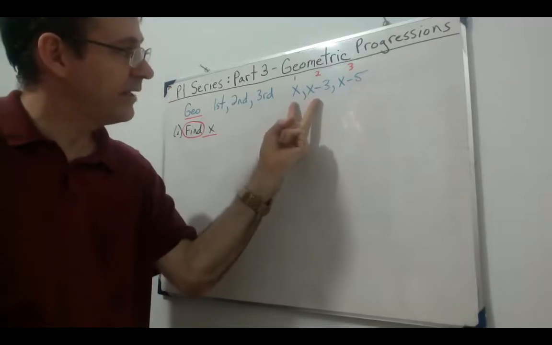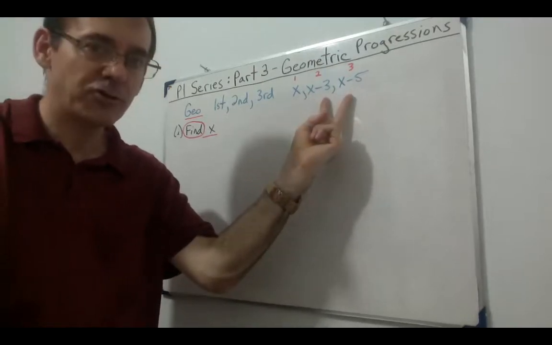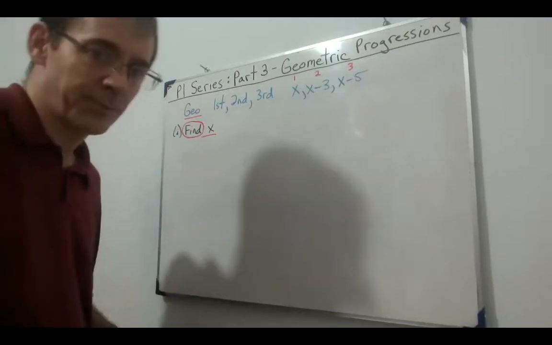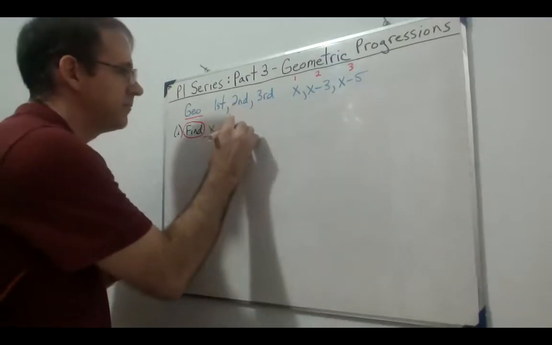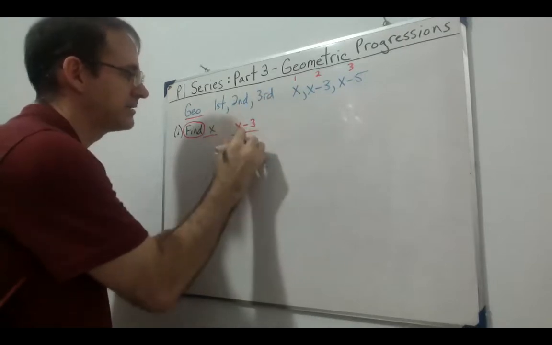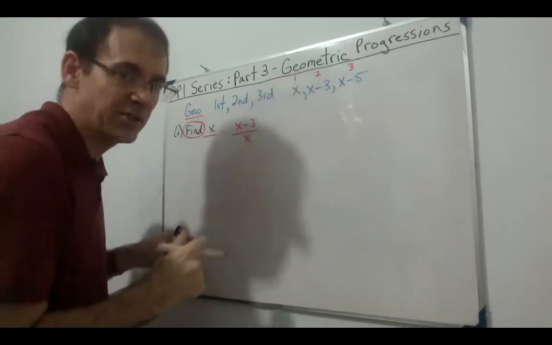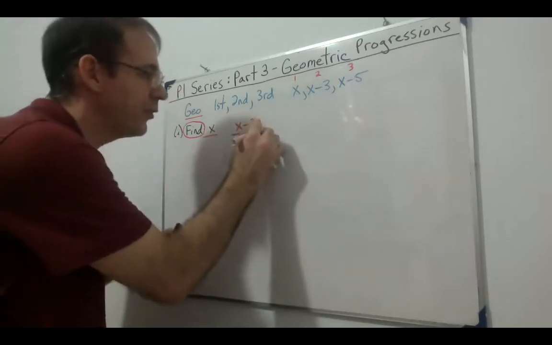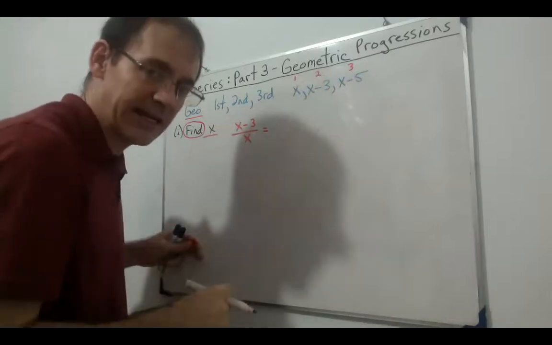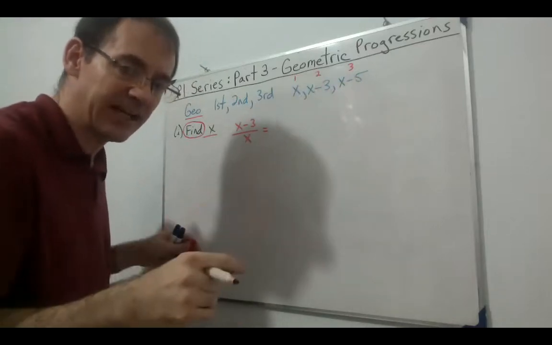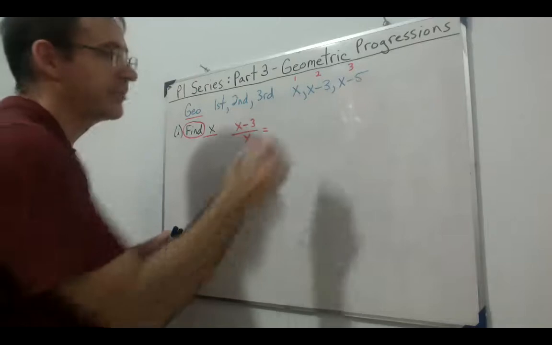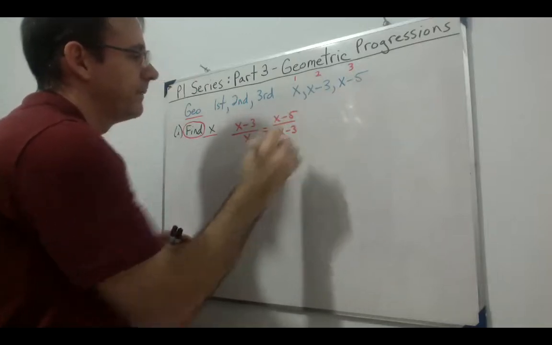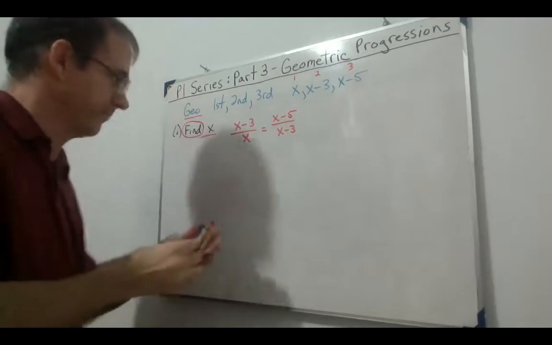So we can use 1 and 2. We can also use 2 and 3. So what we can do is we can create for ourselves a proportion. X minus 3 over x is the common ratio between the first and second term. But it is also the common ratio between the second and third term. As long as they are consecutive terms, the ratio will be the same. So x minus 5 over x minus 3.